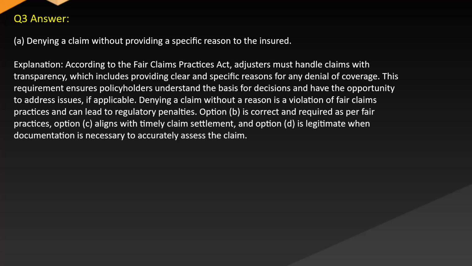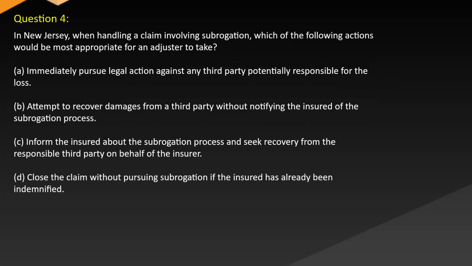Option B is correct and required as per fair practices. Option C aligns with timely claims settlement, and option D is legitimate when documentation is necessary to accurately assess the claim. Question 4. In New Jersey, when handling a claim involving subrogation, which of the following actions would be most appropriate for an adjuster to take?